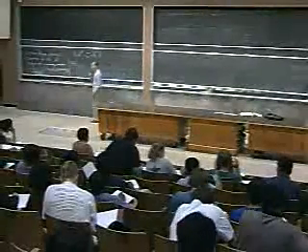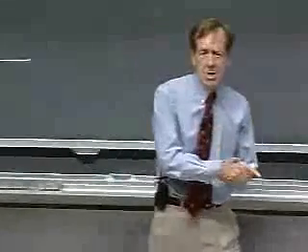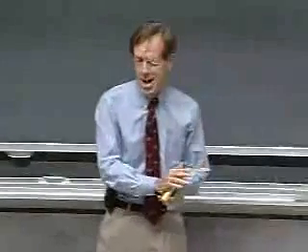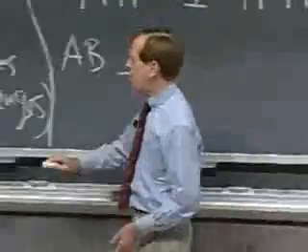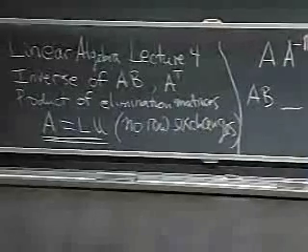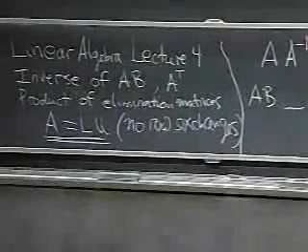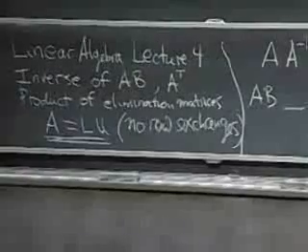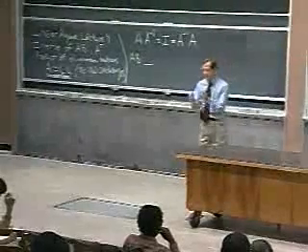Okay, this is Linear Algebra, Lecture 4, and the first thing I have to do is something that was on the list for last time, but here it is now. What's the inverse of a product? If I multiply two matrices together, and I know their inverses, how do I get the inverse of A times B?